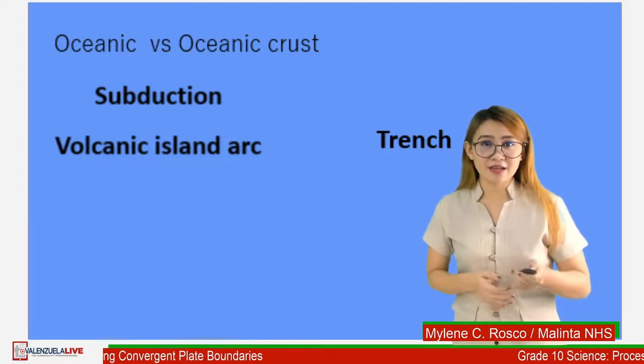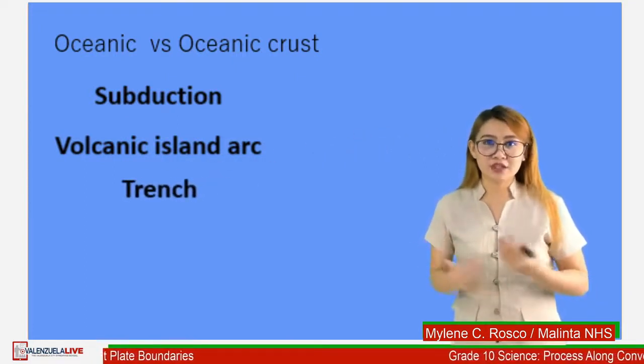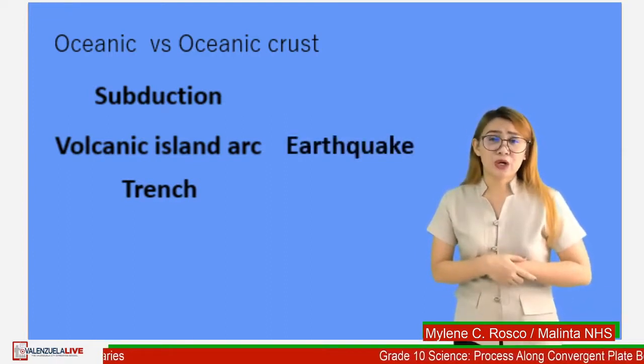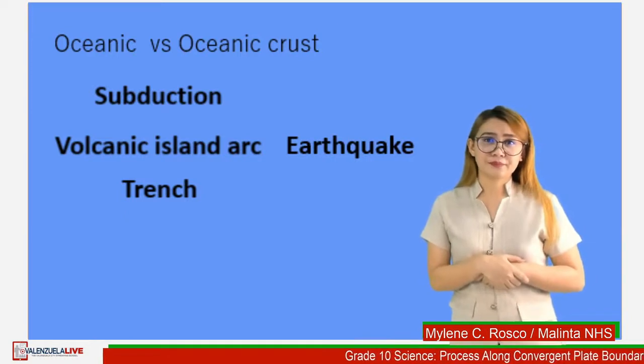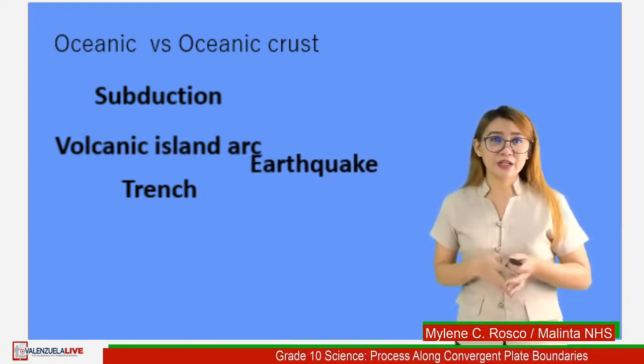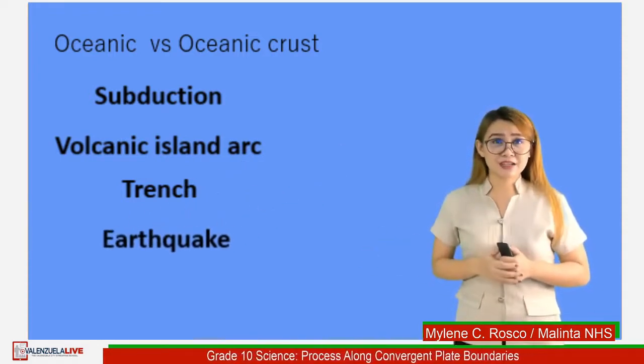Alright, so the correct answer is yes. A trench is also formed at the collision of two oceanic crusts. And the last one, earthquake. Okay, so the correct answer is yes. The earthquake will also occur at this type of collision.